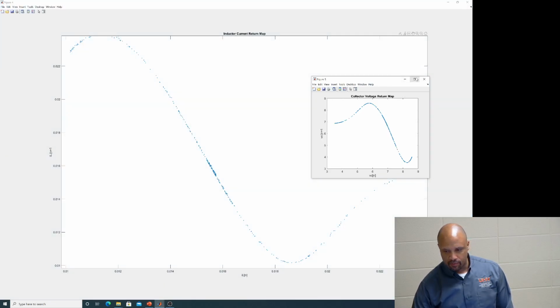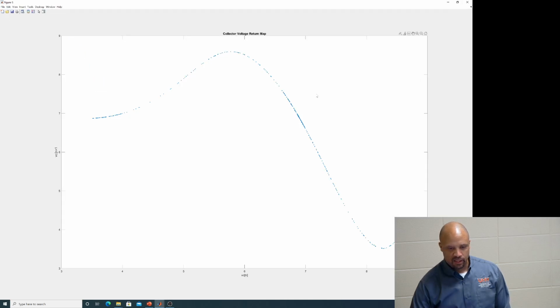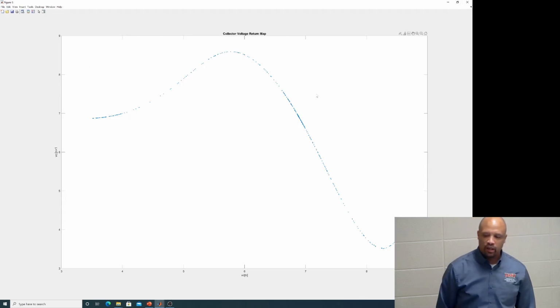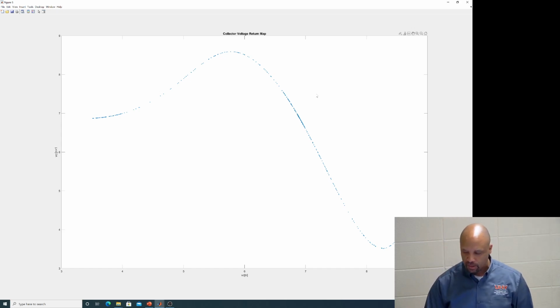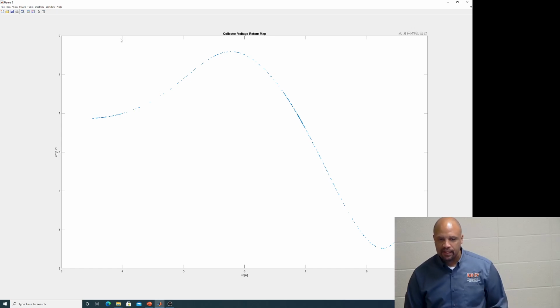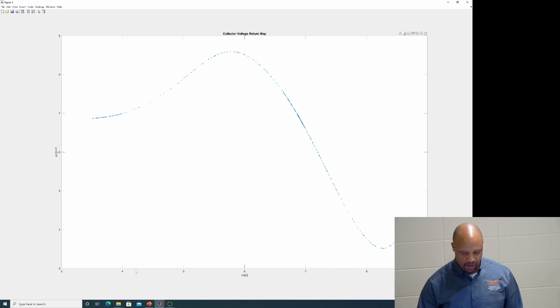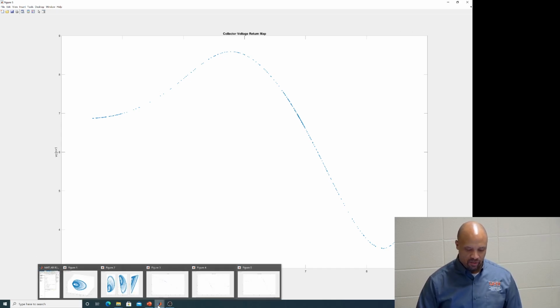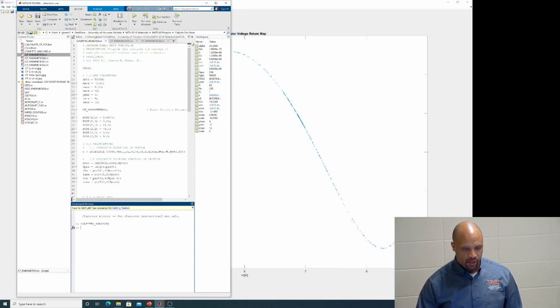the collector voltage V sub C. Same thing. This looks a little bit more like our other map. It just has this little tail at the end over here, but it has that single hump map. And you can believe there will be a bifurcation diagram that we could generate, and I'll try to do that for the next time. But one thing I'm going to do before we end is change the parameter a little bit.